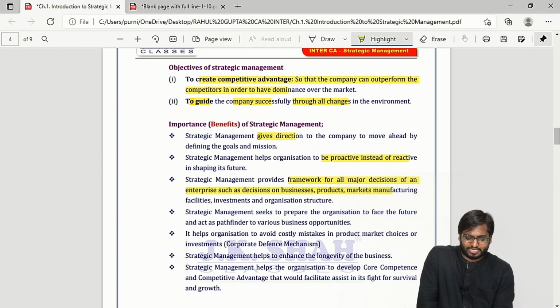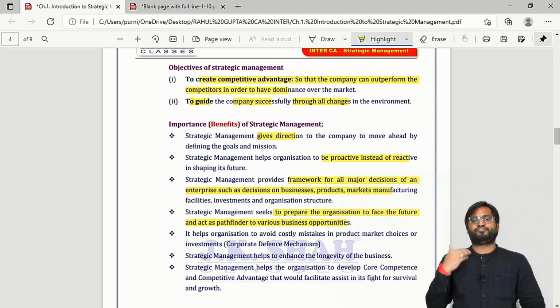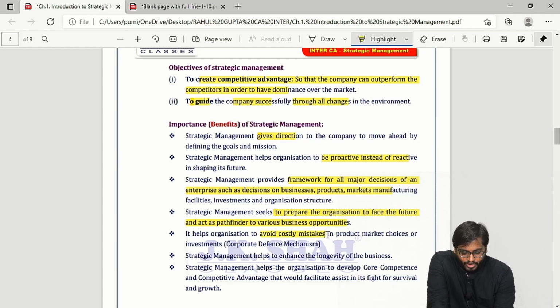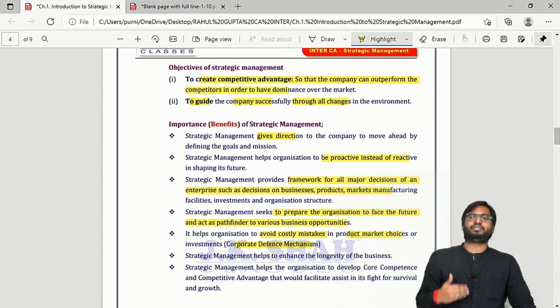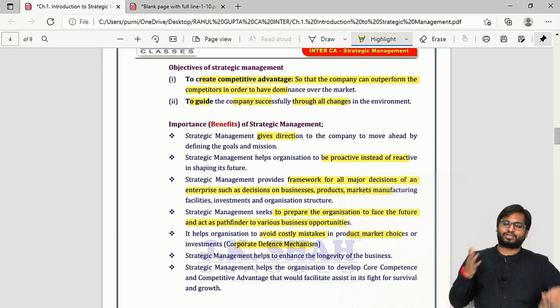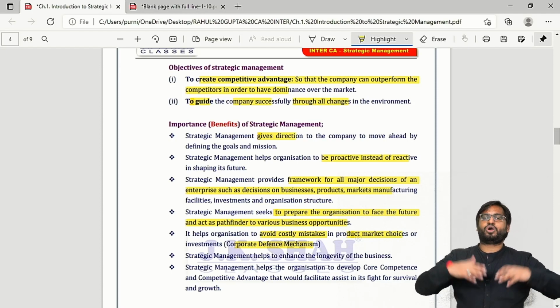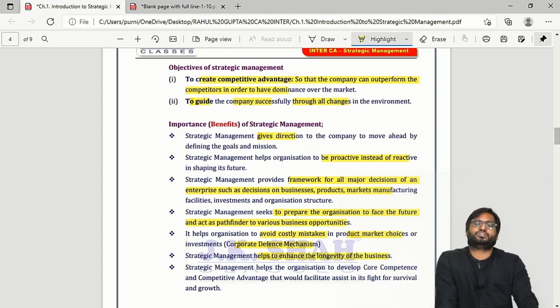It prepares the organization for the future, so it helps us become futuristic. It also helps the organization defend itself and avoid making costly mistakes. So it works as a corporate defense mechanism. If you use strategic management, your business will continue for years to come. You have ensured that you will have a long-lasting business. It helps to enhance the longevity of the business.